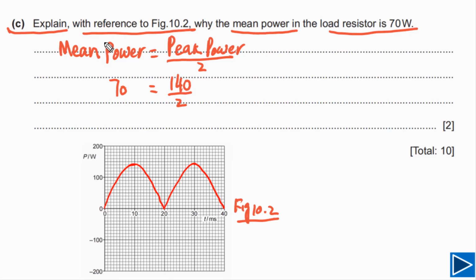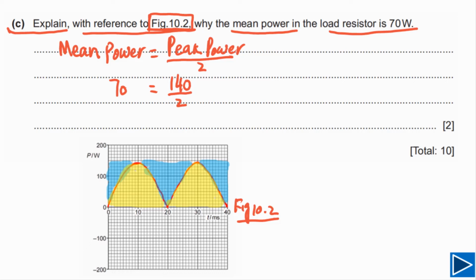Now we need to explain why mean power is half of peak power using figure 10.2. We have to use this figure and explain. The best way to understand this is to look at these areas. I have already highlighted these areas. You can see this area is yellow and this area is blue. These two areas are almost equal. If we draw the line here, if the power was 140 all the time, it would follow this horizontal line. Then the area under this is equal to the area of a rectangle. So we can draw the rectangle here.